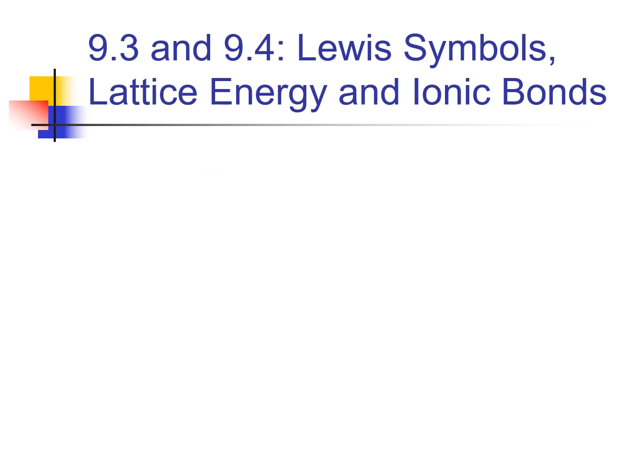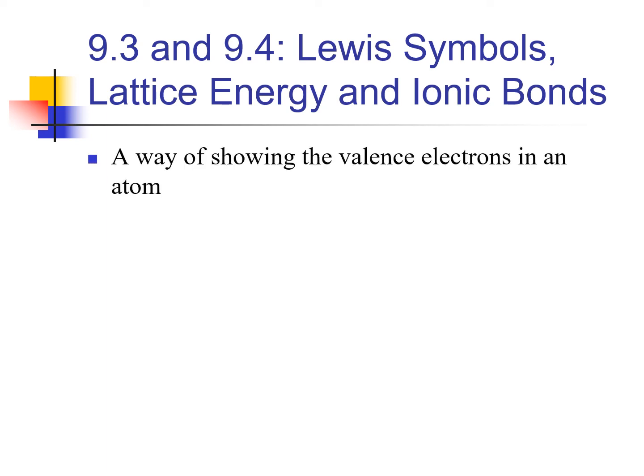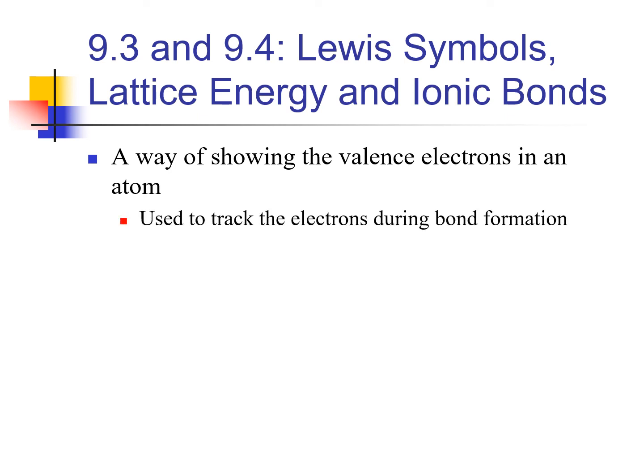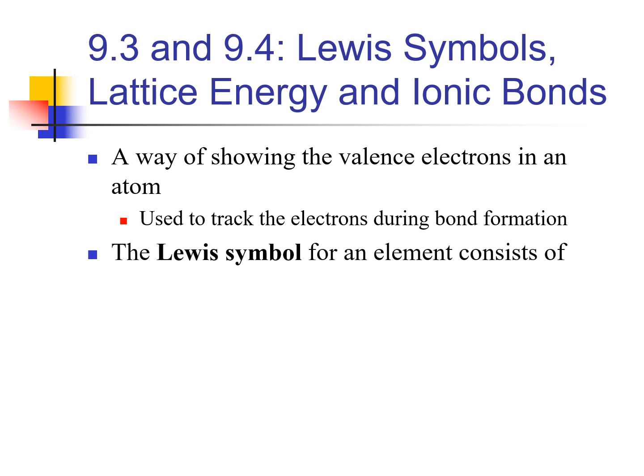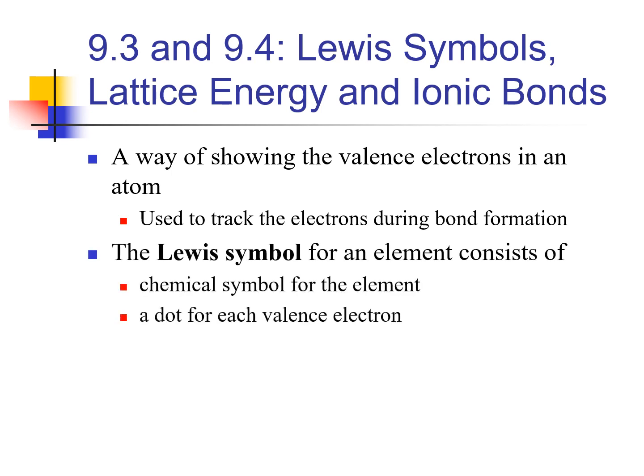So, very short section. So kind of bundling in together 9.3 and 9.4, Lewis symbols, lattice energy, and ionic bonds. So what these Lewis symbols are is a way of showing the valence electrons in an atom. And again, we use these to track what the electrons are doing during bond formation. So the Lewis symbol of an element will consist of the chemical symbol for that element with a dot around it, one for each valence electron.